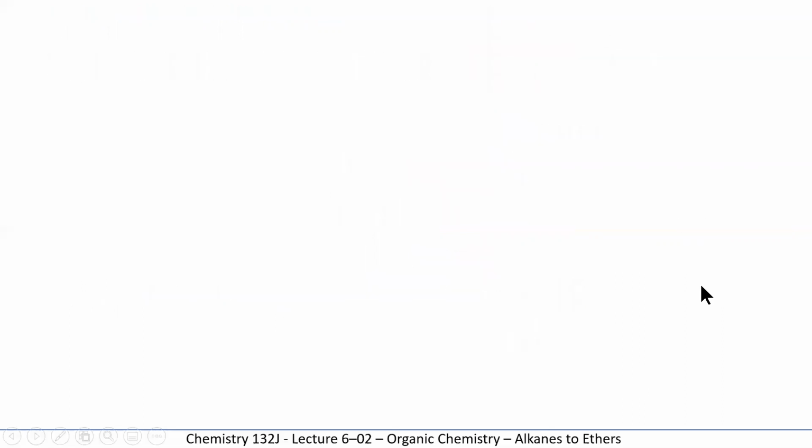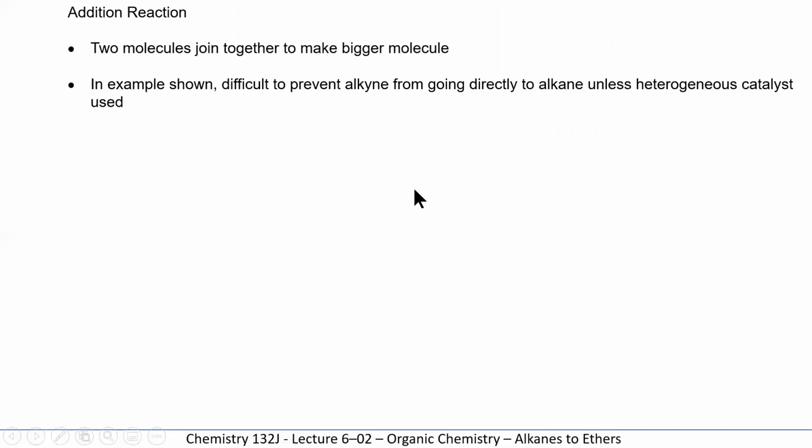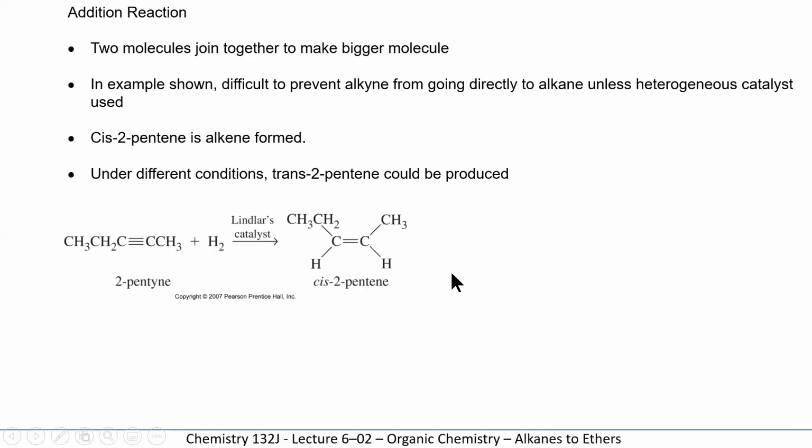So now addition reactions, we are going to take two molecules and join them together to make a bigger molecule. And in some cases, you can't control whether you produce a cis or a trans 2-pentene.